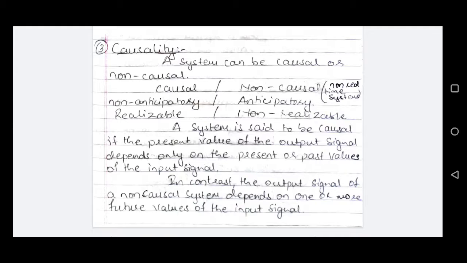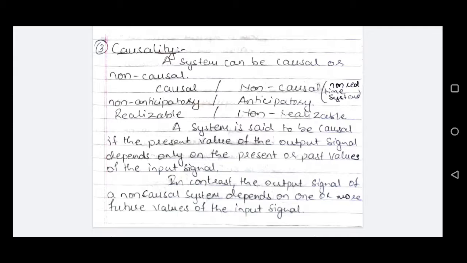A system is said to be causal if the present value of the output signal depends only on the present or past values of the input signal. This definition is pretty similar to the definition of memory system. System output depends on present as well as past values of the input. For memory system, compulsorily the output of the system should depend on both present as well as past values.